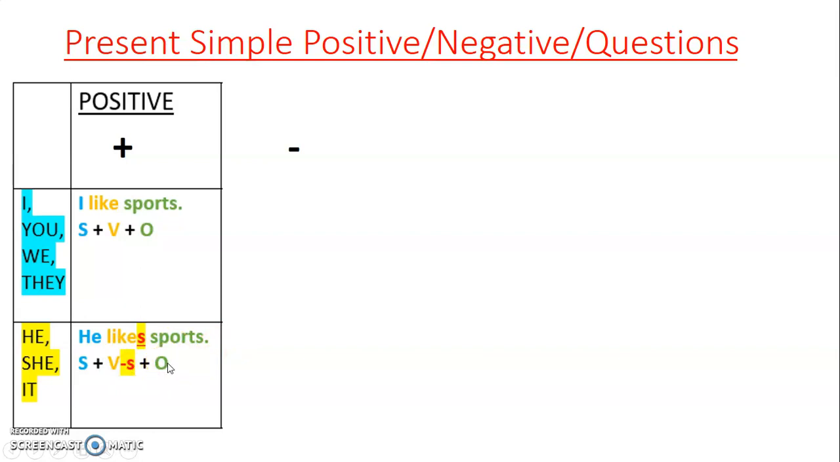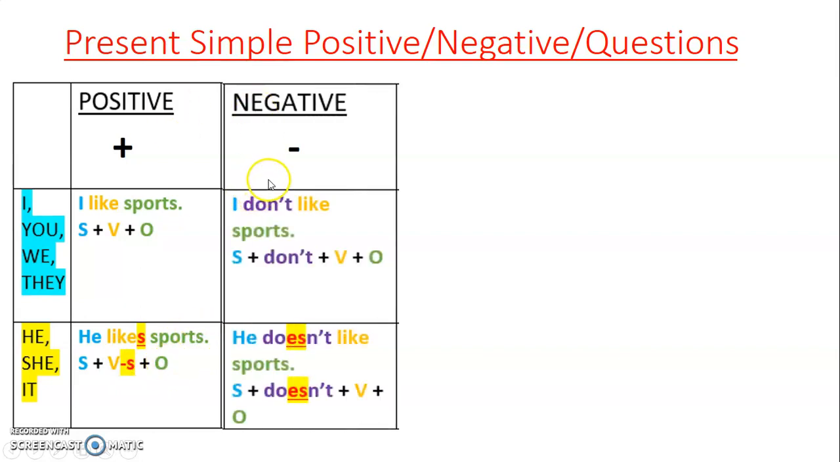Now let's move to the negative. How do we make the negative with I, you, we, and they? With I, you, we, and they, we just need to add don't. So for example, I don't like sports. The I is your subject, then you have don't, the like is your verb, and sports is your object.